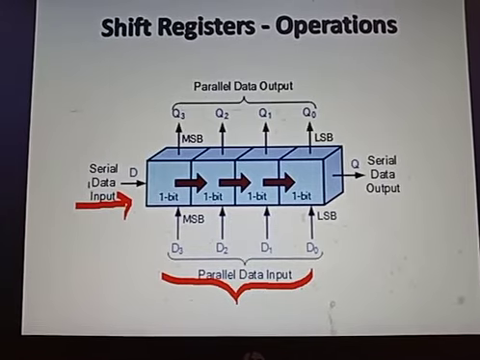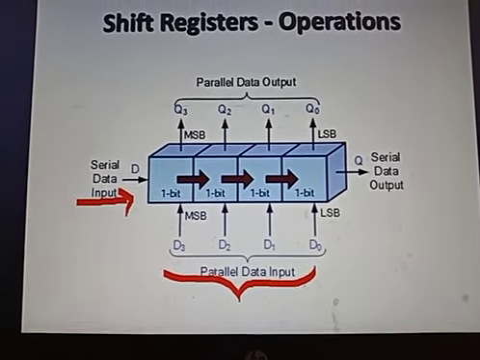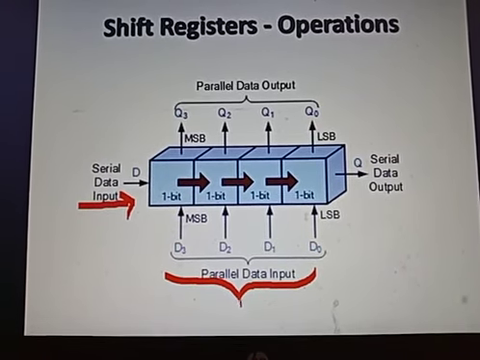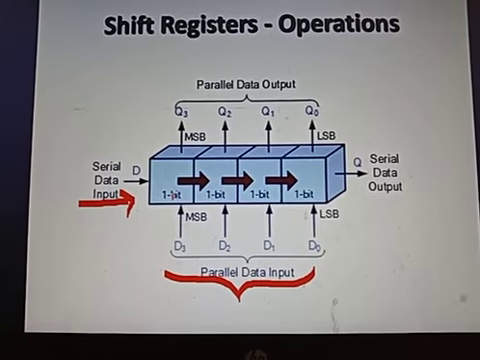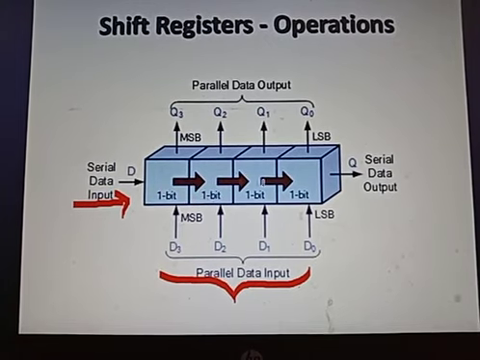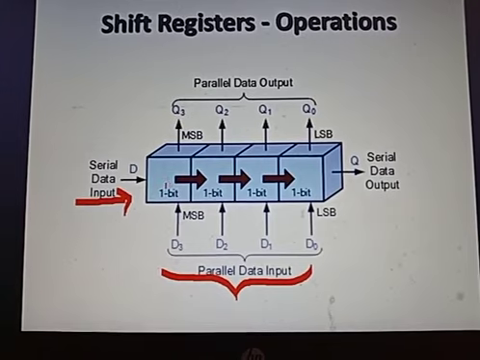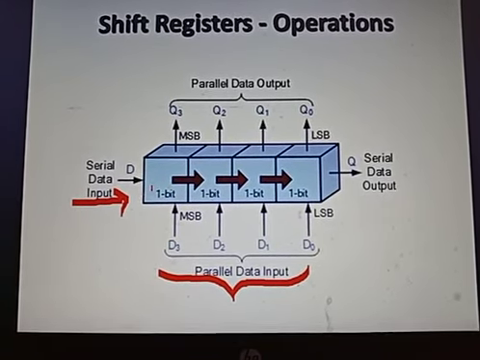This we call serial data input because we are giving input in serial fashion. Here we are calling it parallel data input. That means you are giving the data in parallel fashion. Clear? So all these four are flip flops and those are connected together. Each flip flop is used to store one bit of information. Is it clear? Now, what are the four different fashions possible?